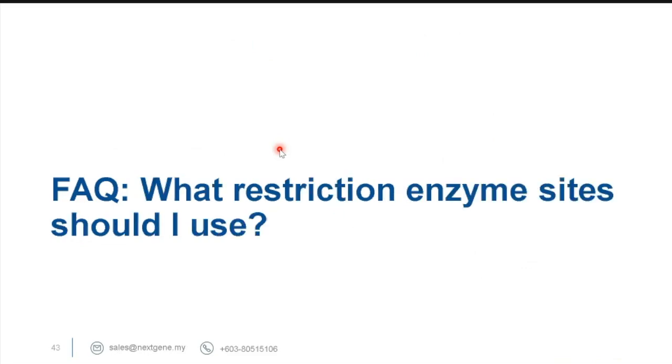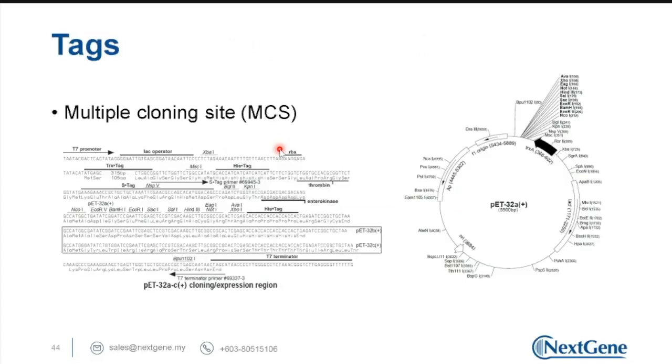So what restriction enzyme site should I use? A lot of the time we decide the restriction site in the multiple cloning site. First we need to choose the host. Secondly, we need to choose the correct vector. Let's say in this particular case, we are trying to express protein in E. coli. Therefore, let's say we are using pET32a.